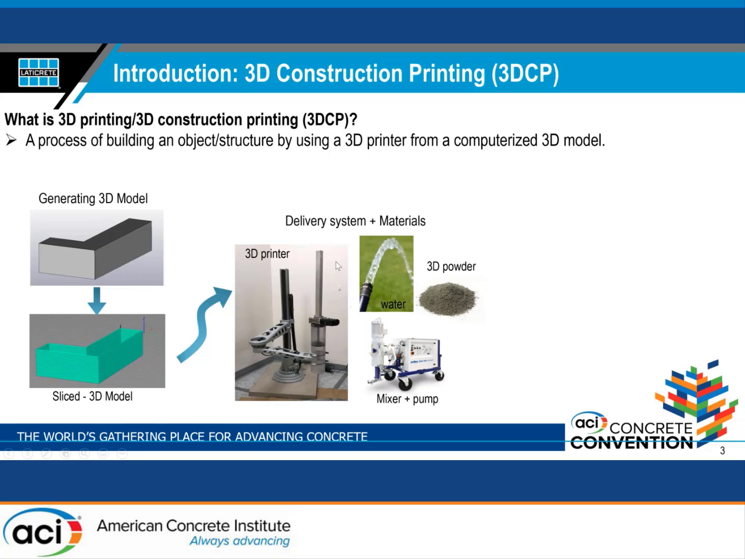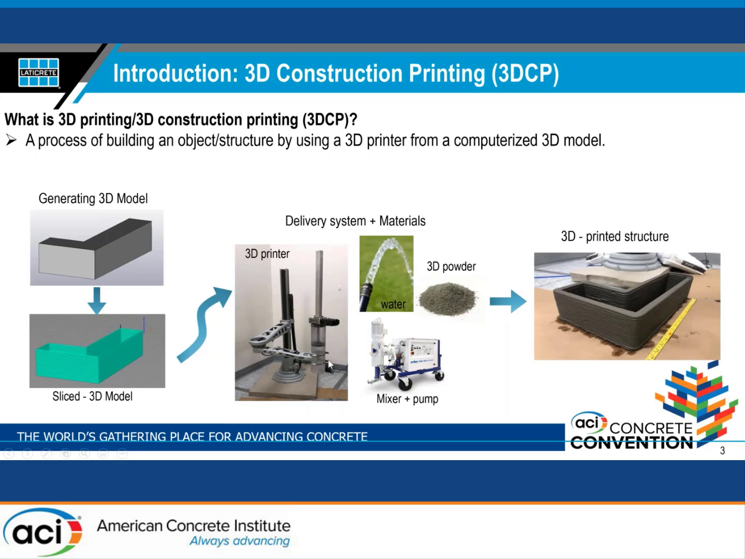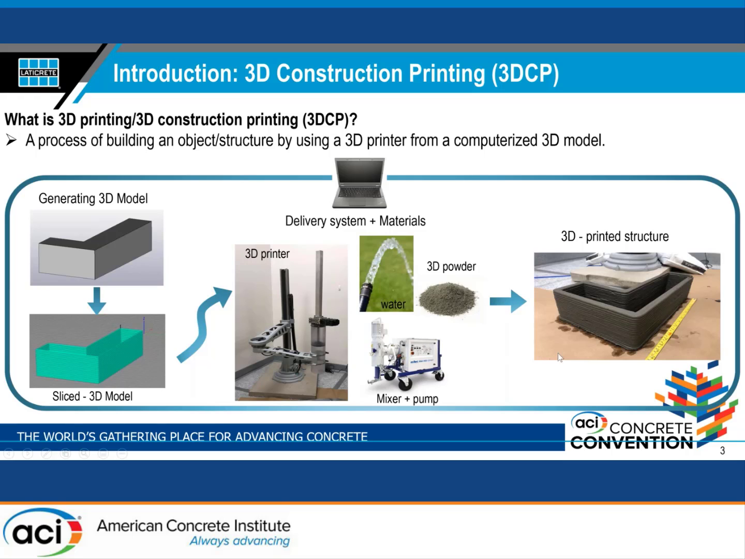The delivery system usually consists of a 3D printer, a mixer, and a pump. The material is mixed in the mixer and then pumped through the hose to the extruder tip, which is basically the tip of the 3D printer. The result is a 3D printed structure, which is similar to the 3D model itself. And all of this process is controlled by a computer.